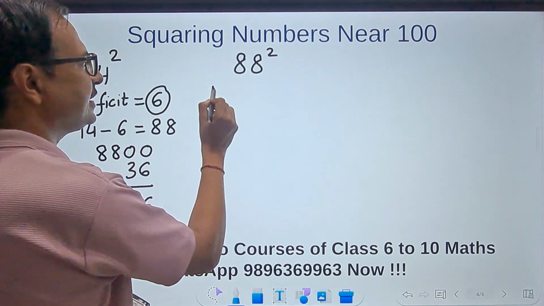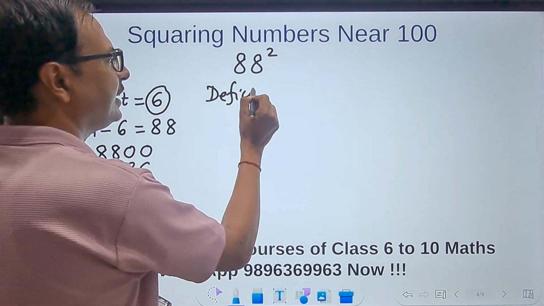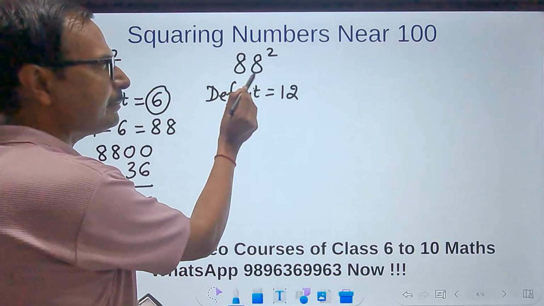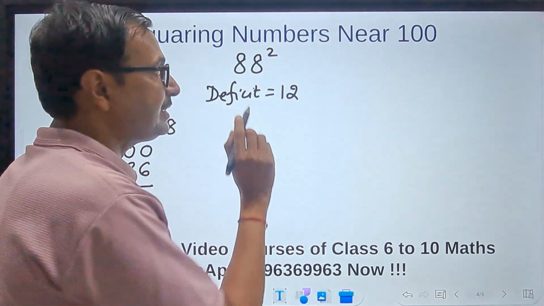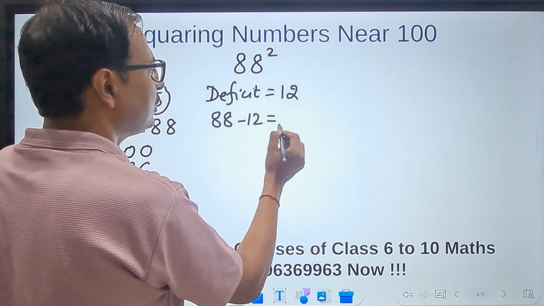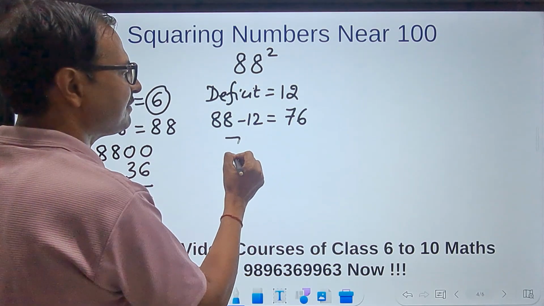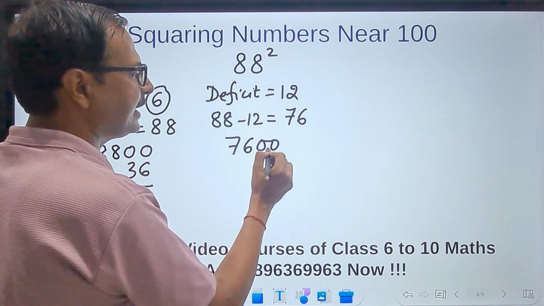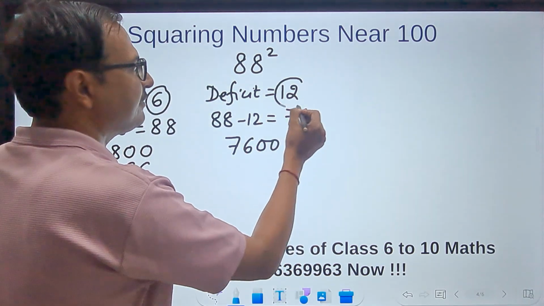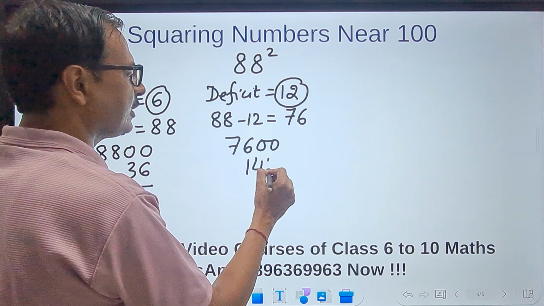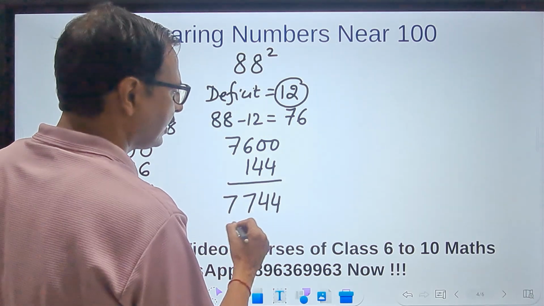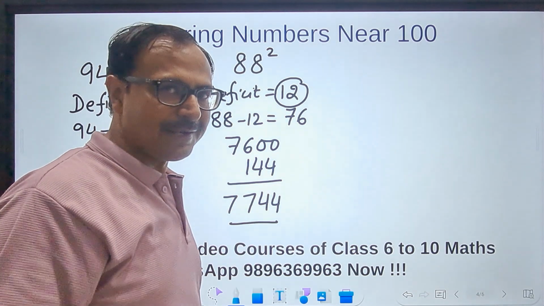Again, there is a deficit, right? And the deficit here is 100 minus 88, that is 12. Now if you add them, you get 100. So just subtract them. 88 minus 12 is going to give you 76. And 76 is to be multiplied by 100, that means 2 zeros are to be suffixed. And then the deficit square 144 is to be added to this to get 7744 as the square of 88.